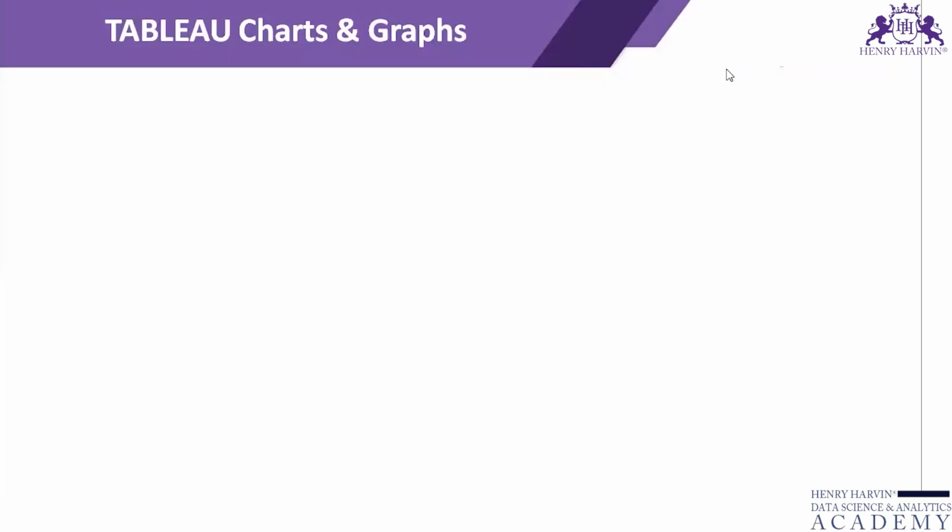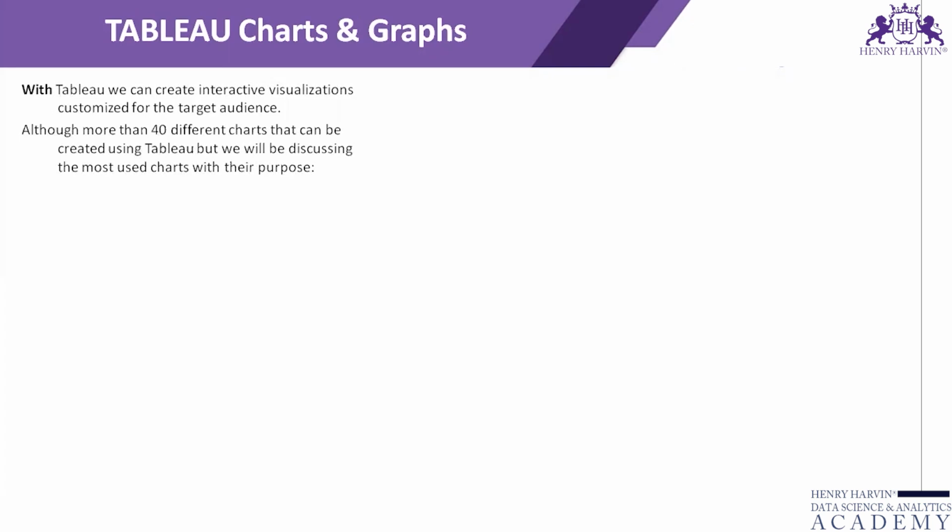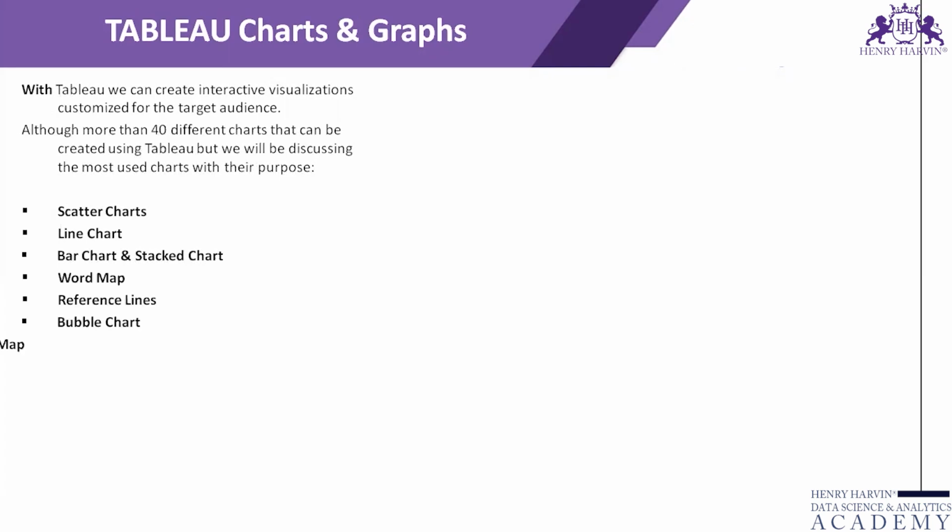Friends, today we'll be discussing various types of charts and graphs which we can make in Tableau. There are around 40 kinds of different charts we can make in Tableau, and predominantly we'll be discussing some of the most important ones amongst them, like scatter charts, line charts, bar charts and stacked charts, word maps, reference lines, bubble charts, heat maps, tree maps, bump charts, funnel charts, waterfall charts, pie charts, and maps.